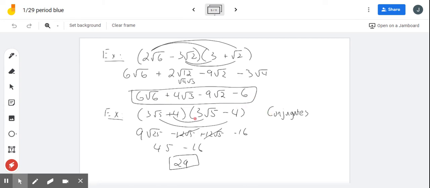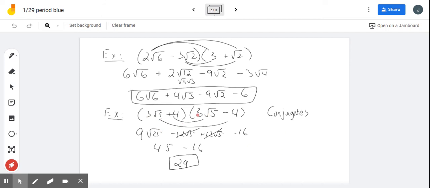Now in the next example, I chose this specifically because these are what are referred to as conjugate values. The same values with one sign difference. So here I have 3 root 5. I have a 3 root 5. They're both positive. Here I have a 4. There I have a 4. One's positive, one's negative. So the same values, but one sign difference. When we FOIL this, we're going to get a difference of 2 squares effect.